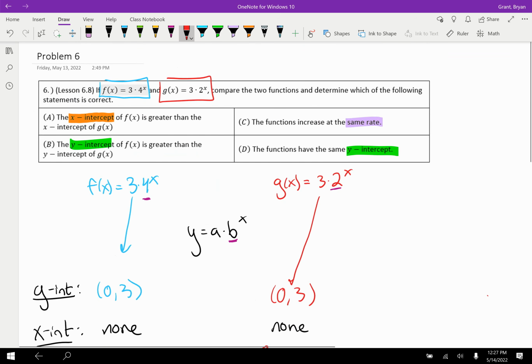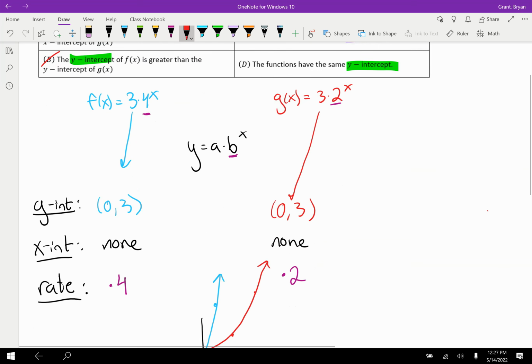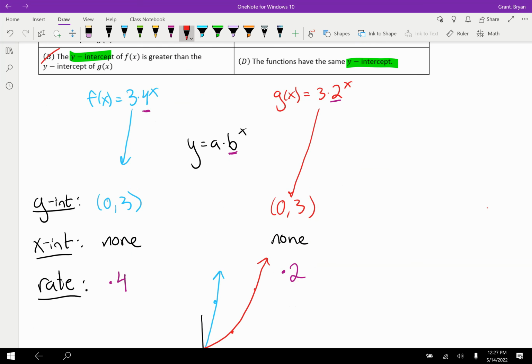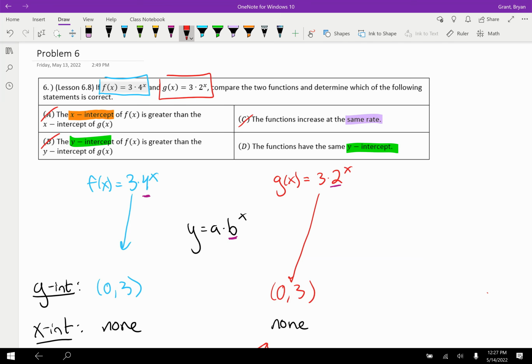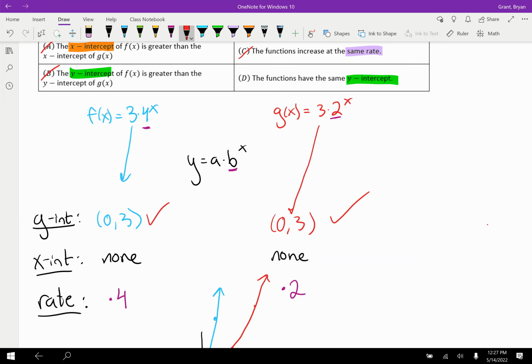Now, actually answering the questions, is the x-intercept of f of x greater than the x-intercept of g? Well, they have no x-intercept, so we can't really compare them. Is the y-intercept of f greater than the y of g? No, they have the same. Do the functions increase at the same rate? No, f of x goes up times 4 every time, g of x times 2. Last but not least, do the functions have the same y-intercept? Why, yes, they do.